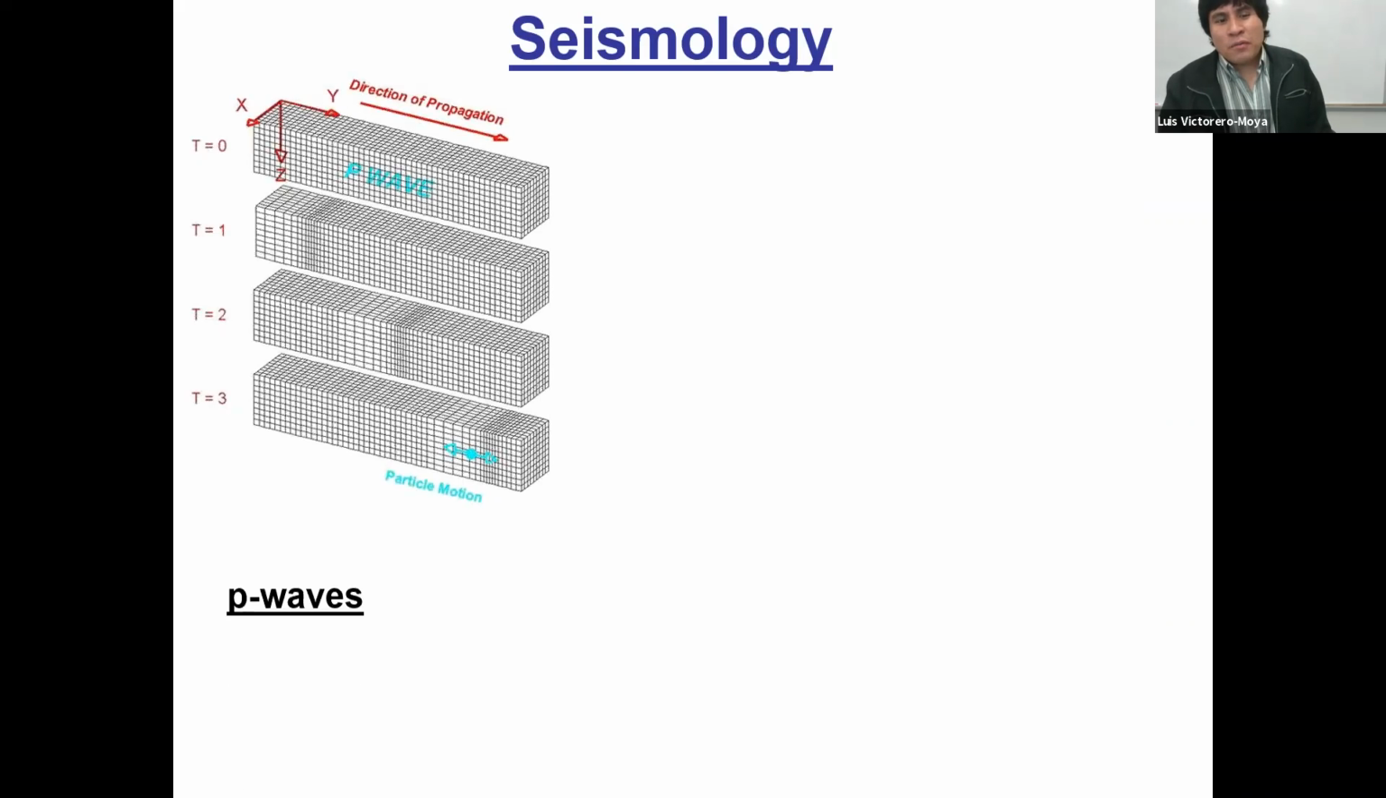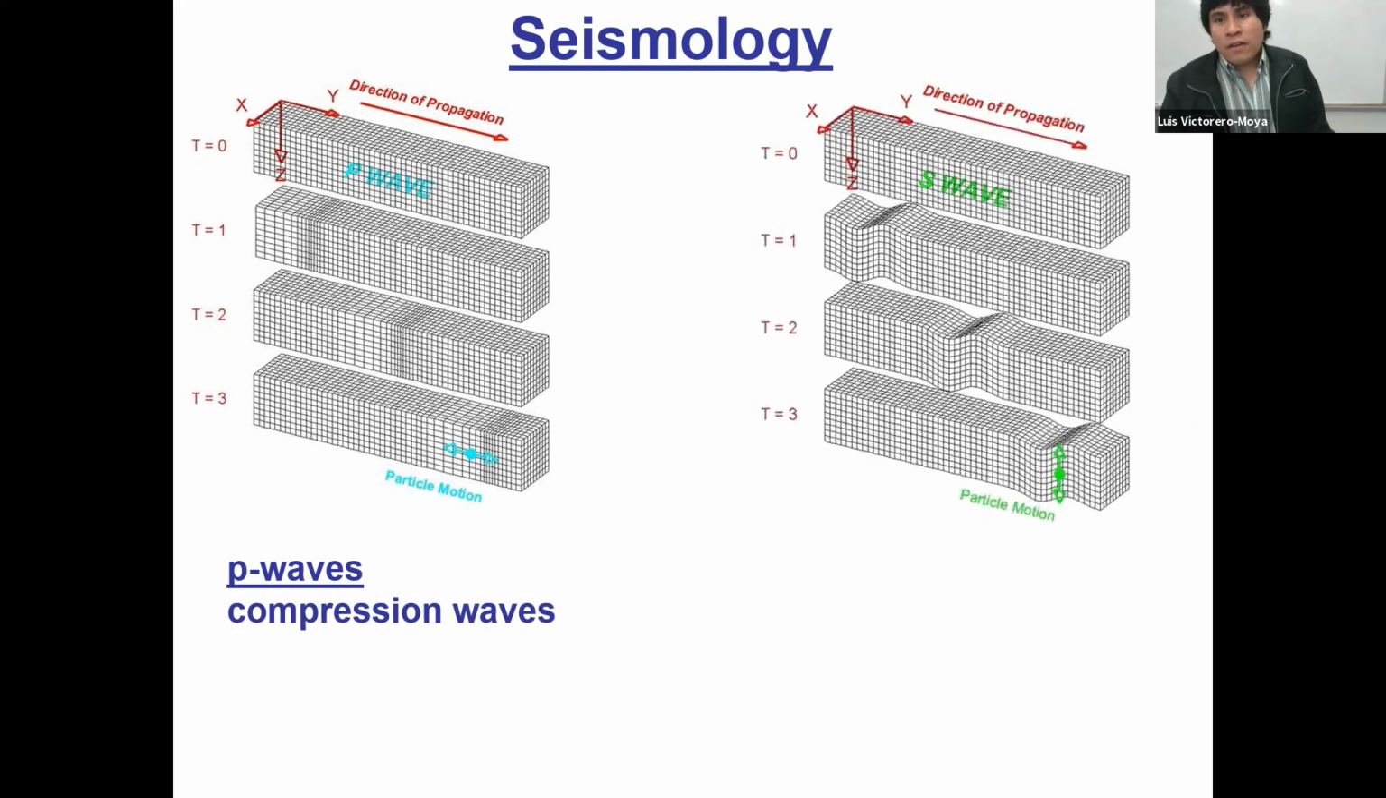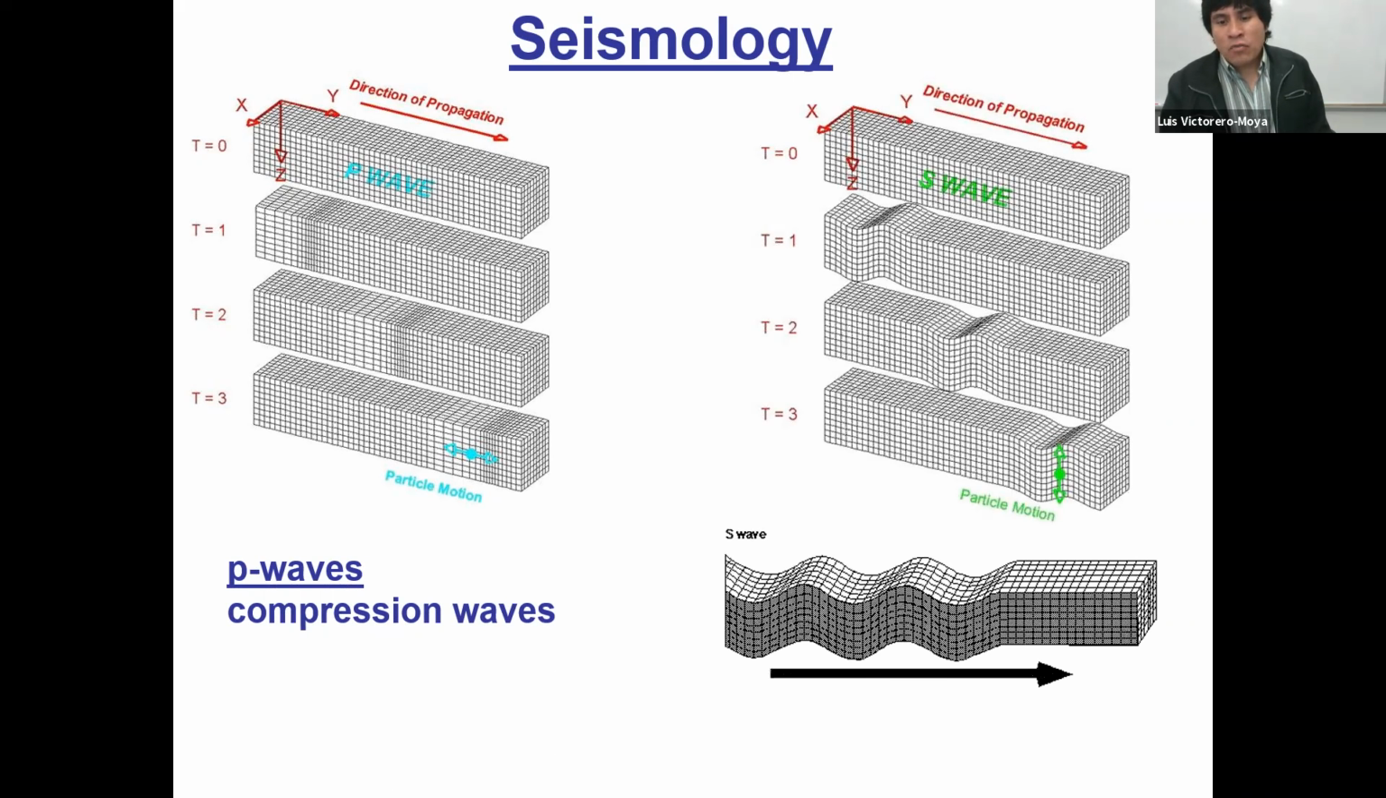So that's more seismology, right? P waves, those are called compression waves. You see how it moved there? And then you have S waves, and that's how they move. There it is, right? Like a wave, like a sine wave.